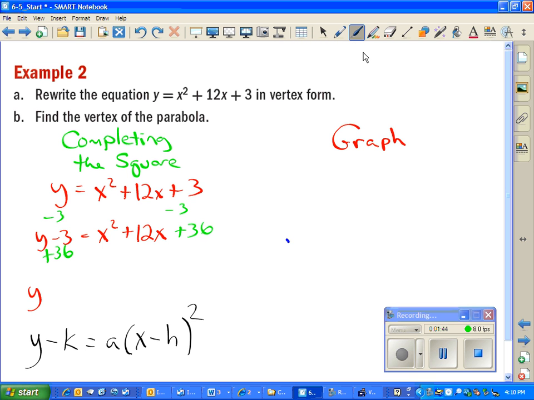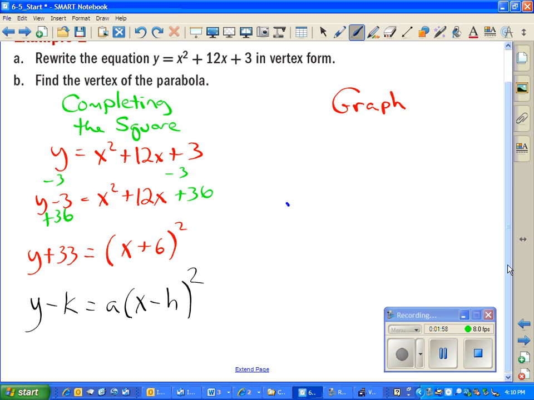On the left-hand side, you simplify y plus 33. On the right-hand side, you simplify x plus 6, quantity squared, and we've got it in vertex form with a vertex of negative 6, negative 3. And when I say negative 3, I mean negative 33. Negative 6, negative 33. There's vertex form there.